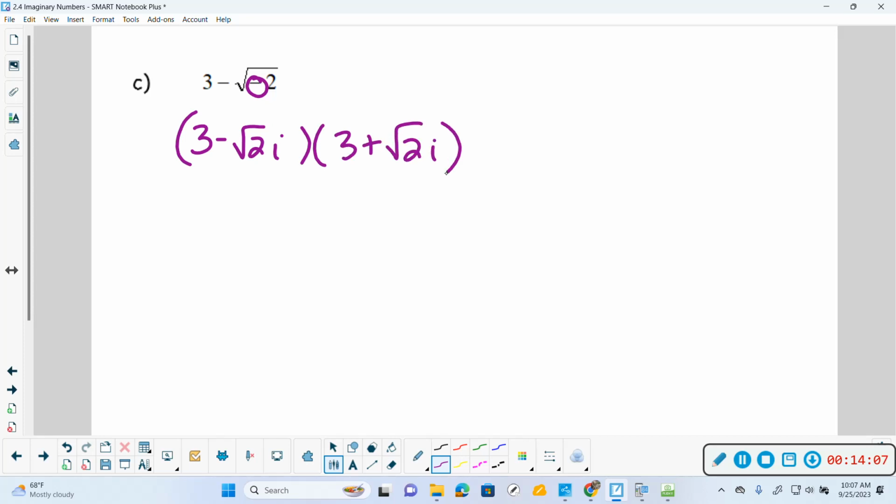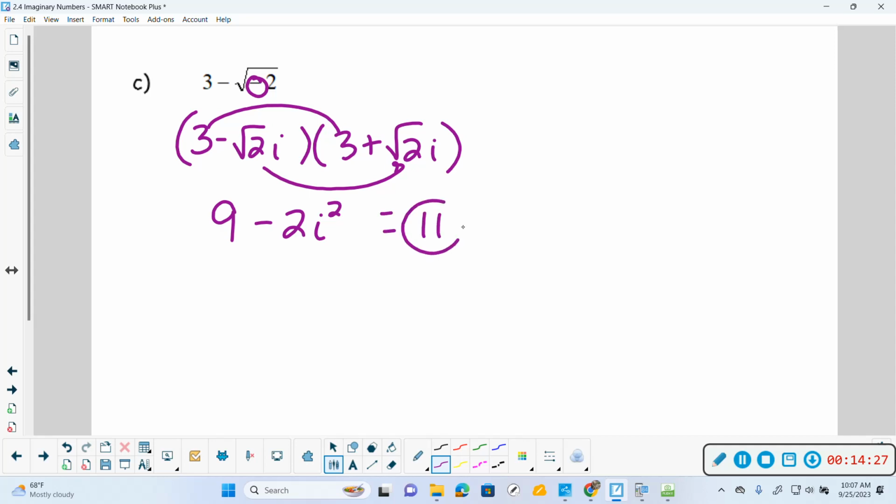And now same thing, I'm going to FOIL them together. 3 and 3. I'm going to skip the middles. Negative, positive. Square root of 2, square root of 2. I and I. And what easy, simple, final numerical answer do you get for this one? 11. So any questions on the conjugate? Because we're going to use those in the next couple problems when we get to division.